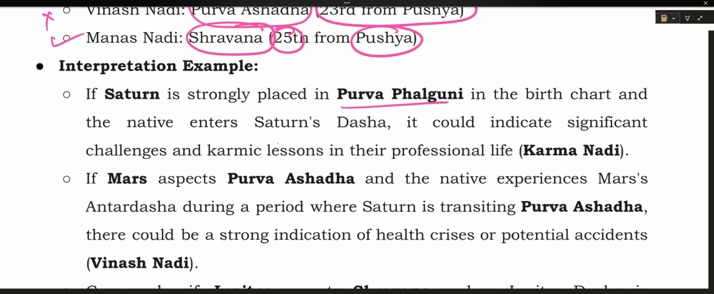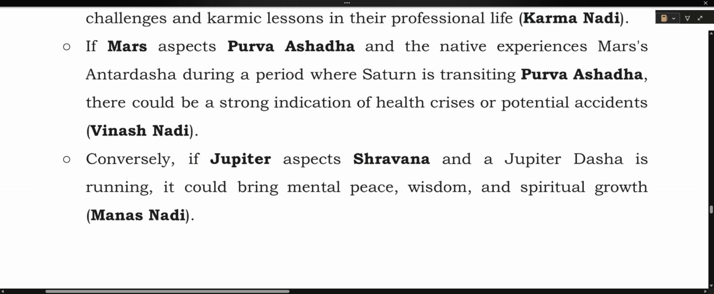That is the impact. Suppose if Mars is aspecting Purva Ashadha nakshatra in the native's chart, and the native experiences Mars Antardasa. Suppose during that period Saturn is transiting Purva Ashadha nakshatra, then there will be a strong indication of health crisis and potential accidents, because this Purva Ashadha nakshatra comes under the Venus Nari. So you can expect some losses or danger because it is transiting through Venus Nari.